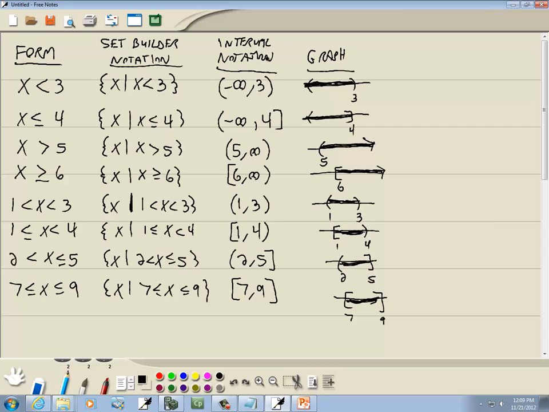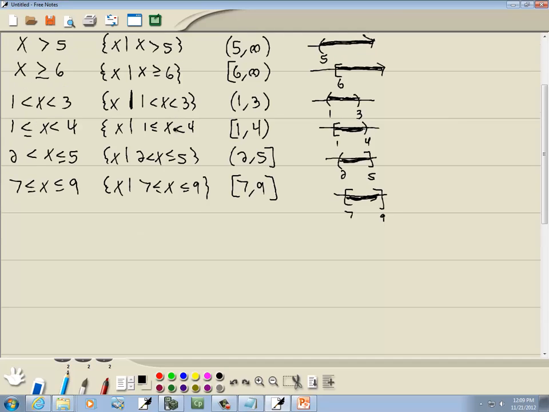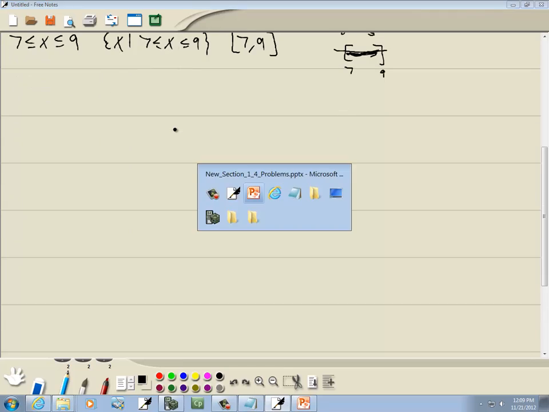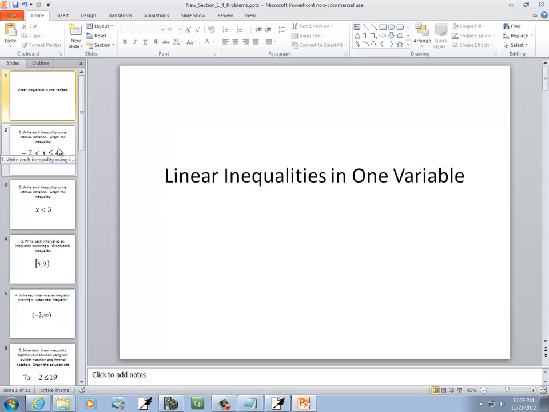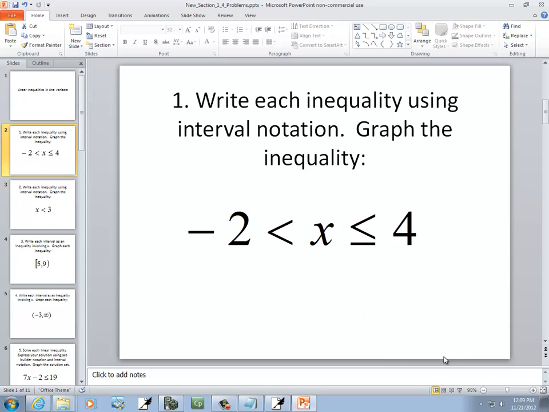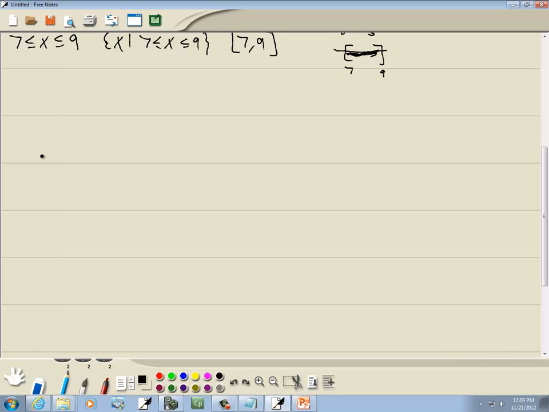Now, you'll find that interval notation will become more popular as you go into college algebra. More answers are written in that form because it's more concise. This graph, you probably won't see a whole lot in a few places. Set builder pops up too. Well, let's work some problems using these. Let's take a look at our first one here.